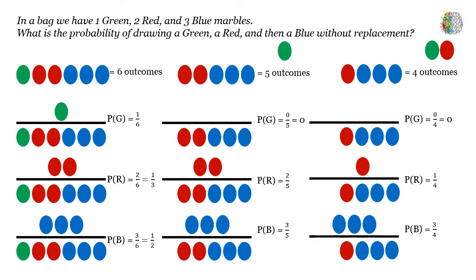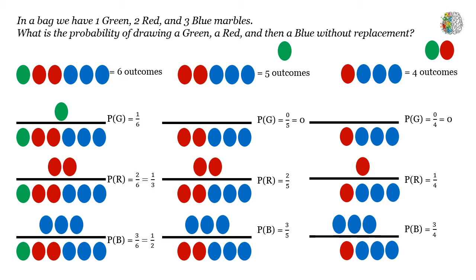Now let's take it to the next step. What if I wanted to draw 3 marbles? This time I'm going to draw a green, a red, and then a blue without replacement. You'll notice that these are my 3 trials, my 3 experiments.